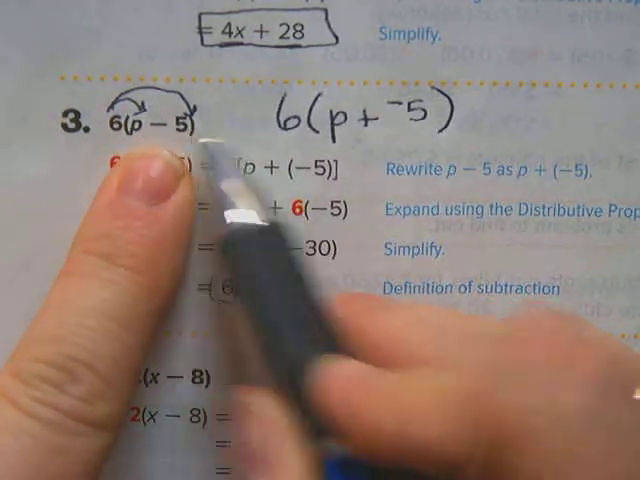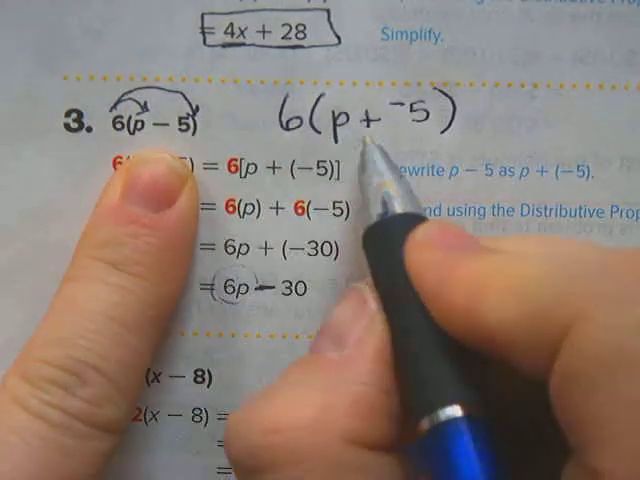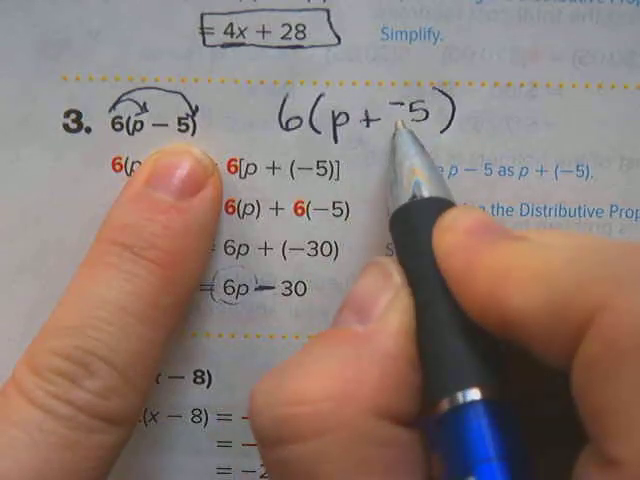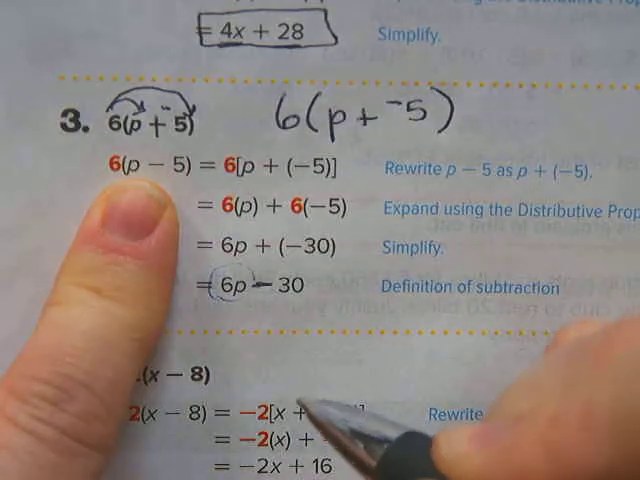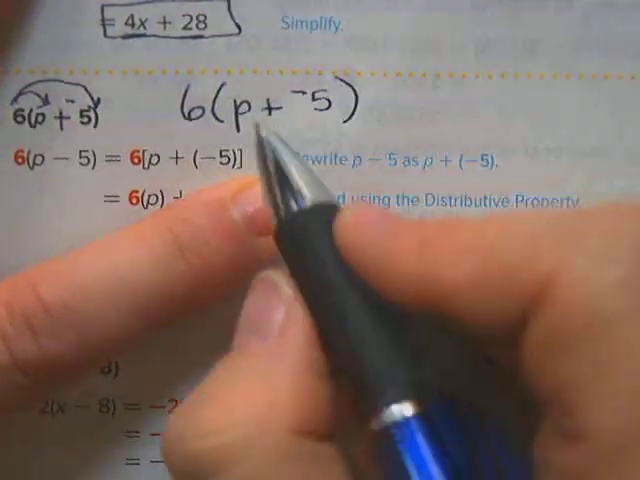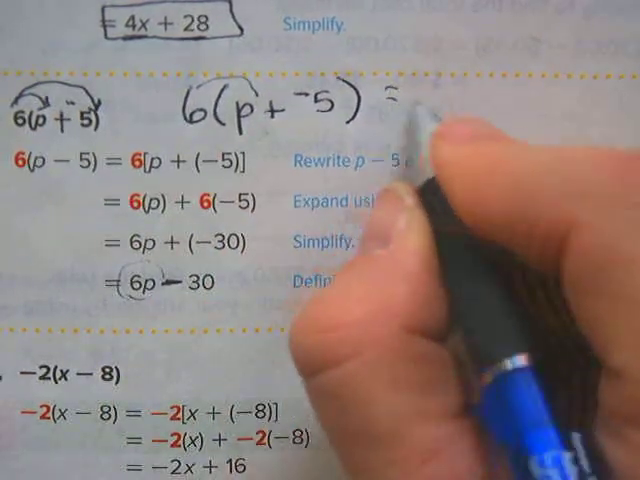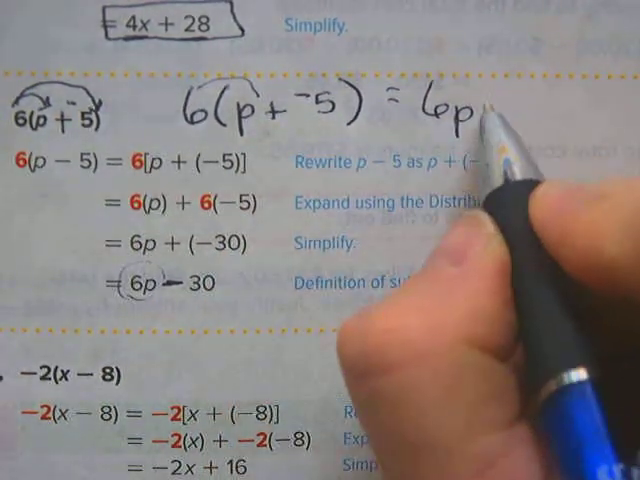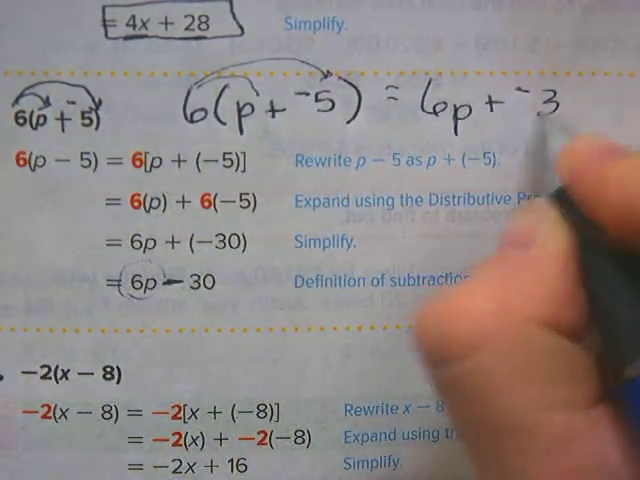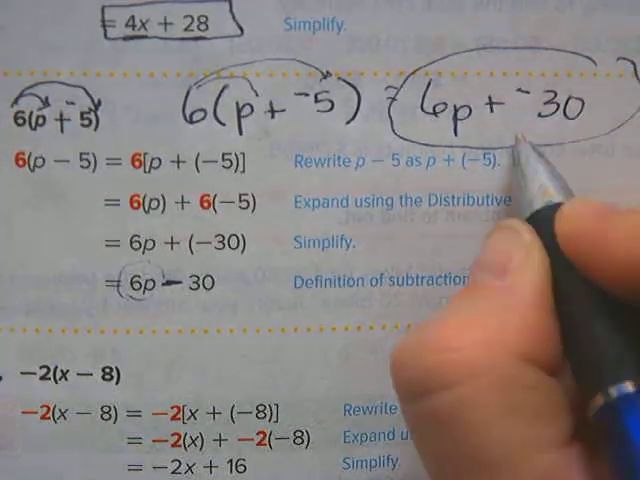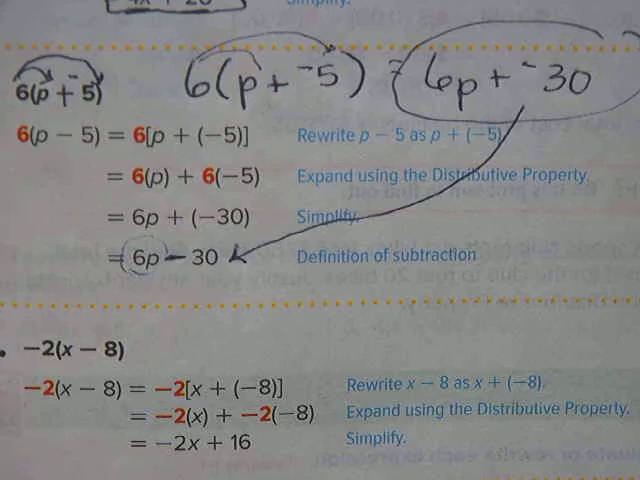Some students like to think about p minus 5 as p plus negative 5. Hopefully you remember from integers that these two expressions are exactly the same, because when we subtract, we add the opposite. And they like this a little better because then they don't have to worry about this symbol. So watch what we would do. 6 times p is 6p, plus 6 times negative 5 is negative 30. And notice they get the exact same solution here.